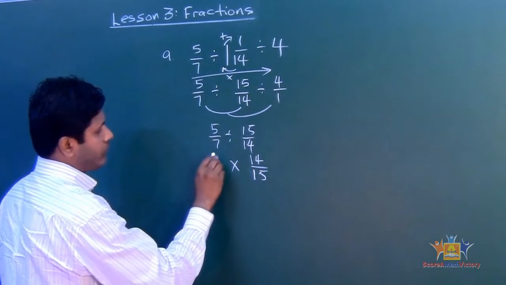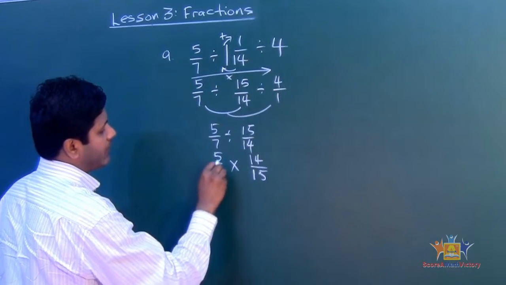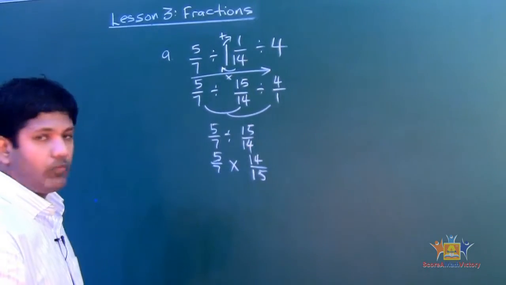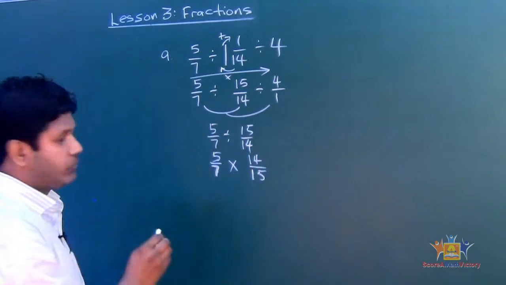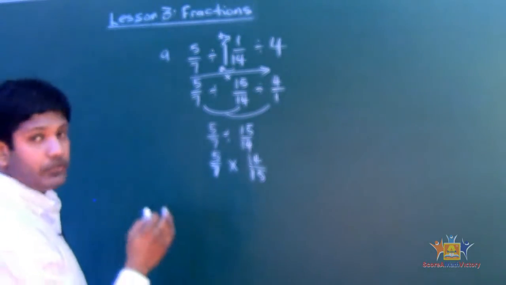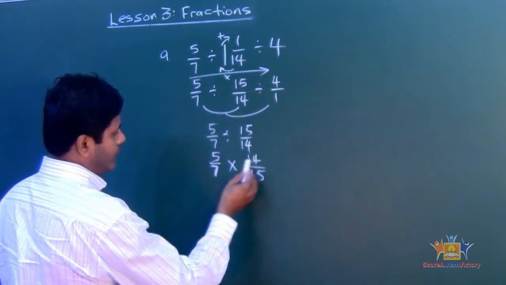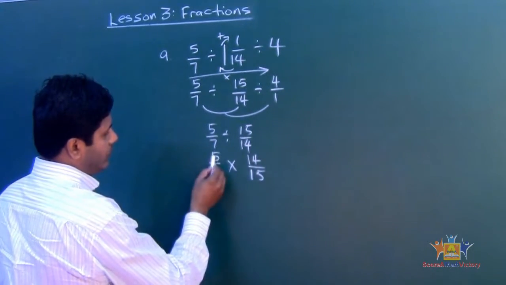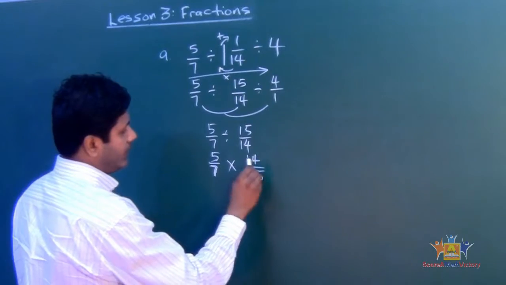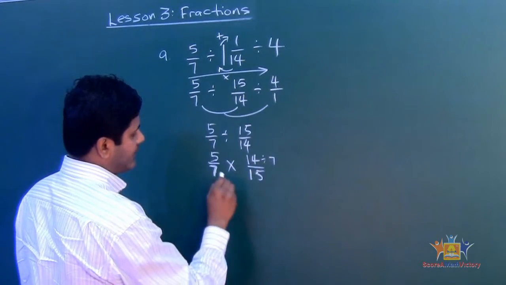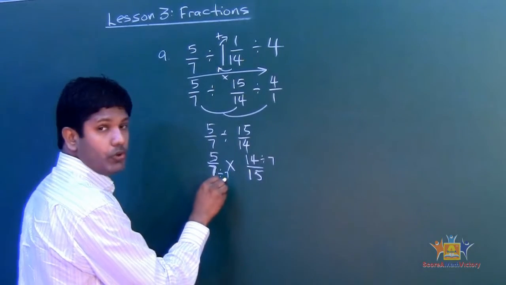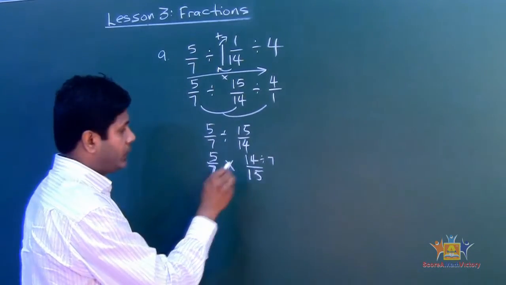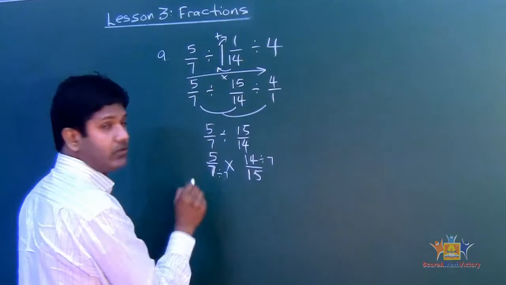I'm just going to rewrite the 5 over 7 back. Now I've expressed it in the form of multiplication. So what do I do now? Simplify using the bow tie method. 14 and 7 I can simplify, and 5 and 15 I can simplify, because 14 I can divide by 7, and 7 I can divide by 7. Very important: if you divide by 7 on top, you also have to divide below by 7. You can't just divide this by something and then this one by something else.